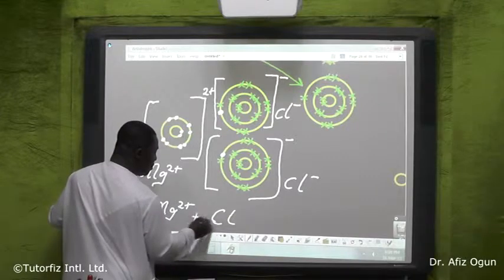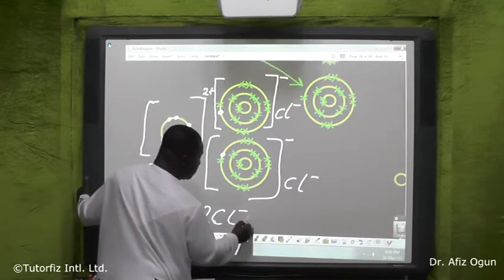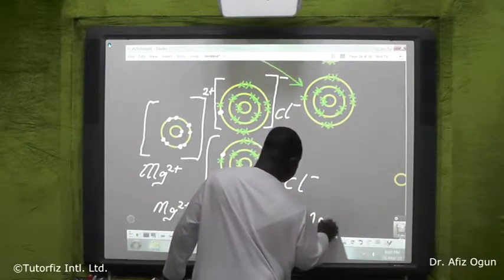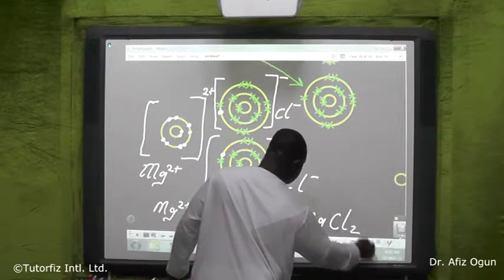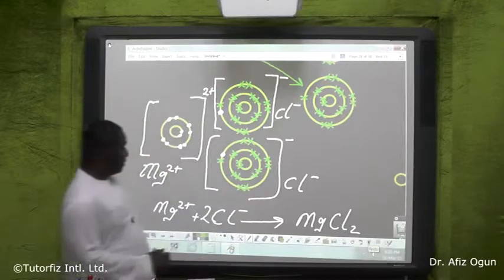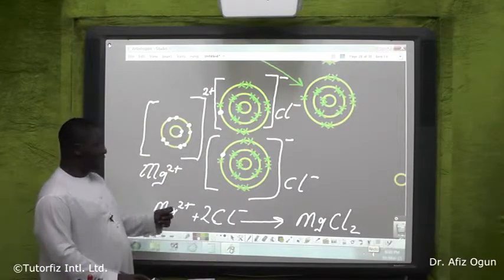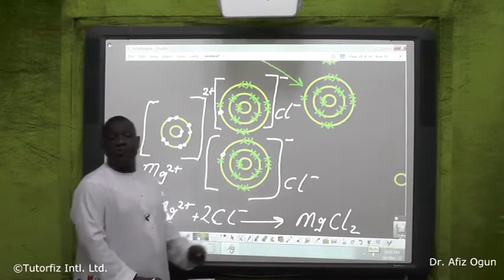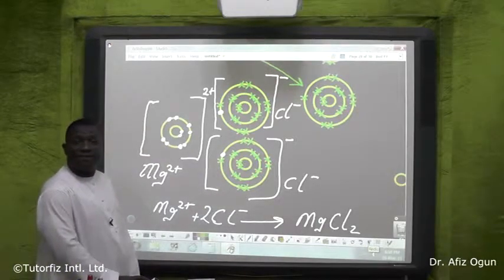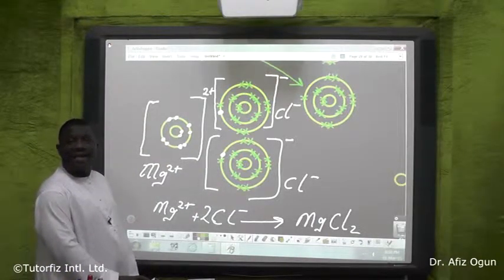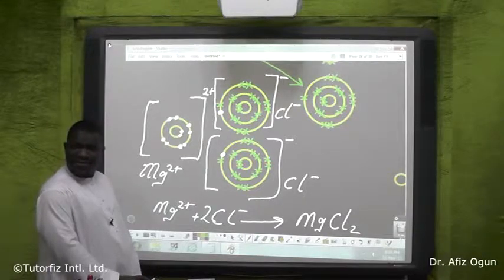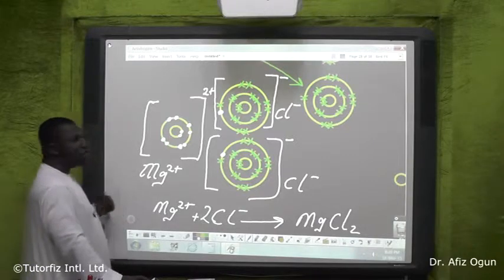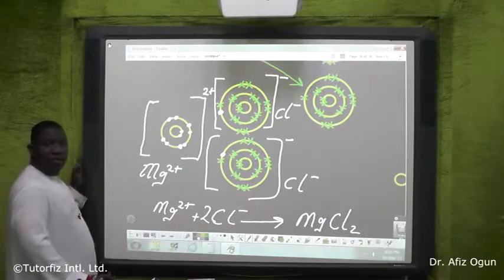So Mg2 plus plus 2Cl minus gives MgCl2, magnesium chloride. So magnesium ion marries 2 chloride ions to give MgCl2, a happy family forever and ever. Do you understand this? This is ionic bonding, as easy as ABC. One more example, then we call it a day.